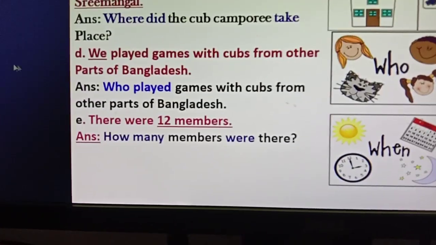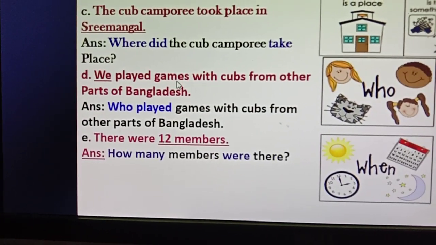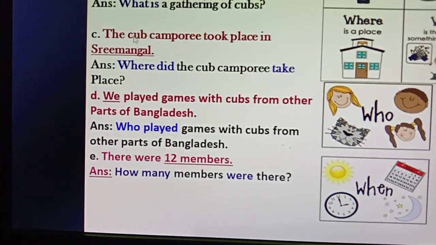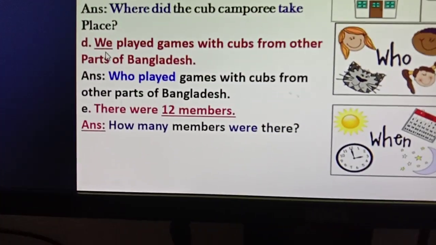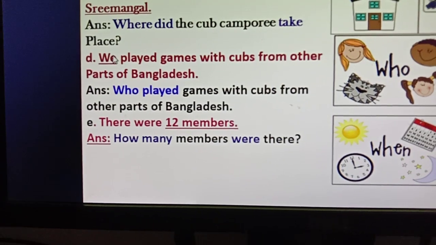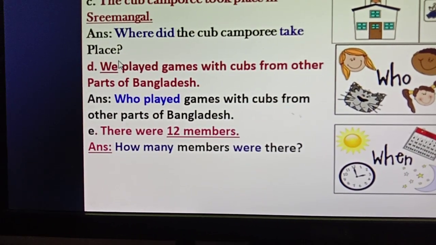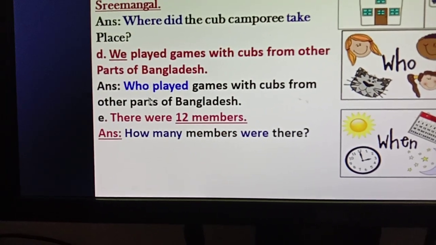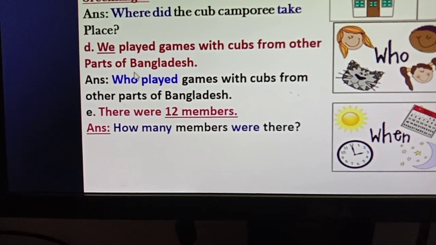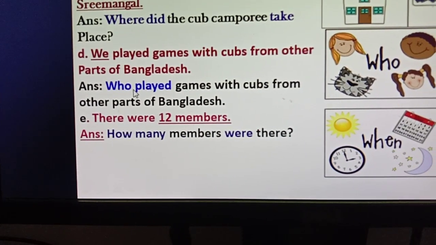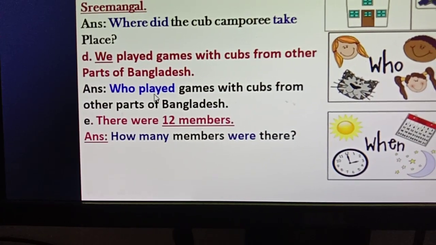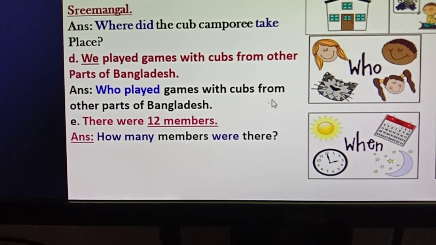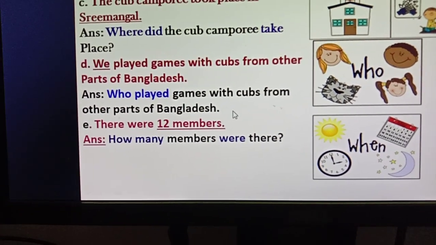Okay, then number D, we played games with cups from other parts of Bangladesh. So you can see the underline is under we, that indicates the person, and as this is person, we are going to use here who, and as who is the subject of this sentence, we need not bring any auxiliary verb. That means we are going to use the verb directly, that is played. Okay, who played games with cups from other parts of Bangladesh?